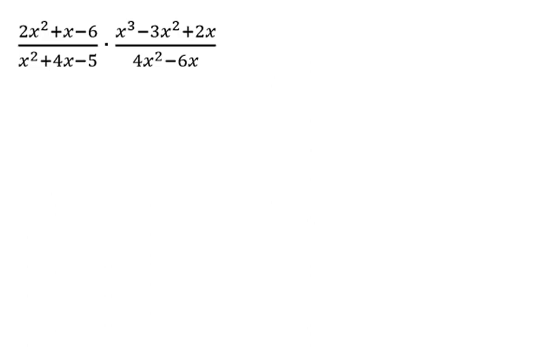In this video, we're going to be multiplying rational expressions. So here, it looks kind of complicated, but really it's just one fraction times another fraction. So instead of taking our 2x squared plus x minus 6 and multiplying it with the x to the third minus 3x squared plus 2x, the first thing we actually want to do is factor each of the rational expressions and then go from there.